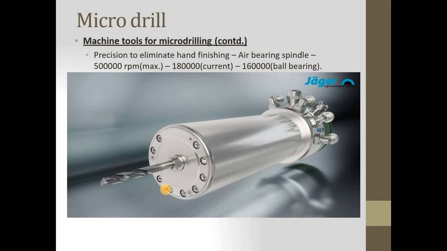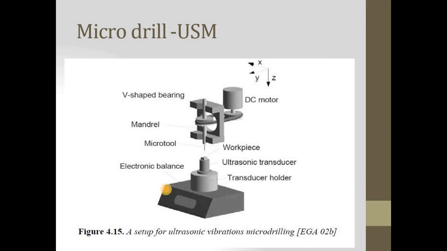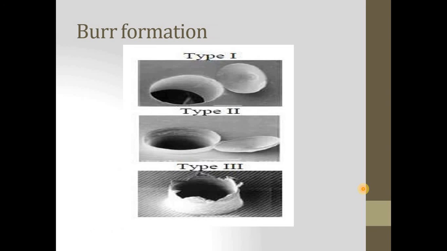This is another machine tool for micro drilling, precision element hard finishing, having an air bearing spindle of near about 5 lakh rpm maximum to 18 lakh, compared with 1,60,000 rpm for ball bearing. So you can see over here a V-shaped bearing is used. This is the mandrel, this is the micro tool, this is the workpiece on which you have to do the drilling. A DC motor is connected. An electronically balanced ultrasonic transducer and transducer holder can be used over here.